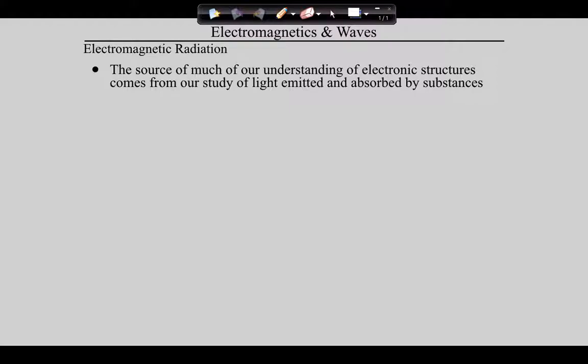This is probably where you want to pick up. Why do we talk about light when we're studying electrons? The answer is that much of our understanding of electron structure comes from the study of the emission and absorption of light as these electrons are excited and then allowed to release the energy that they've absorbed. Light is a type of what is called electromagnetic radiation.